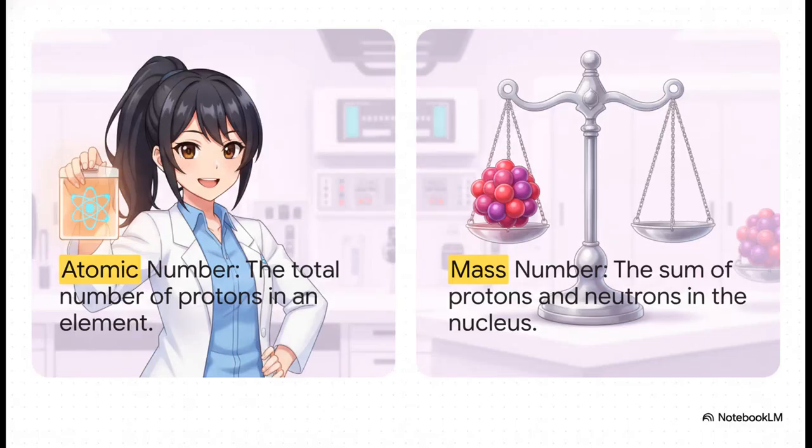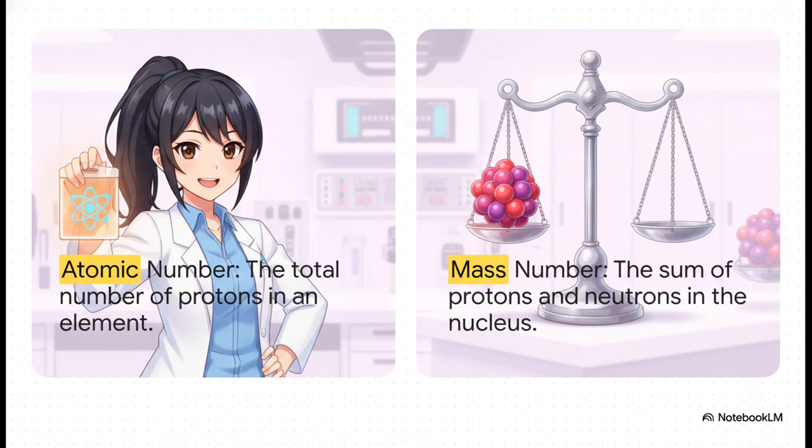So now that we know the pieces, how does nature actually keep track of its inventory? Well, it all comes down to these two crucial terms. On the left, we have the atomic number. This is simply the total number of protons in an element. You can really think of it as the ultimate ID badge of the atom. On the right, we have the mass number.